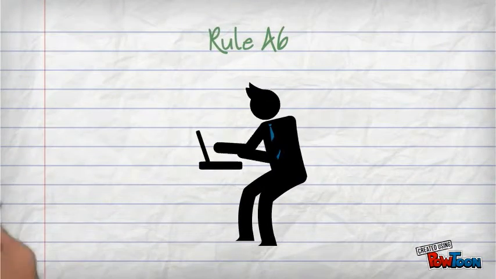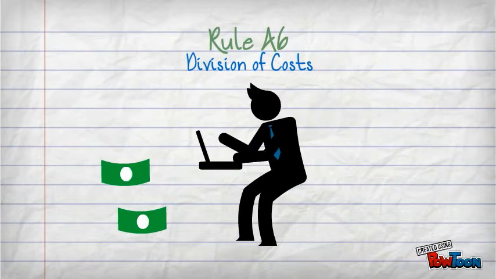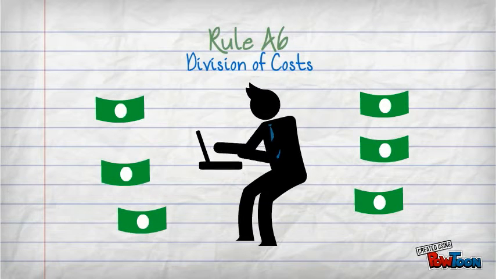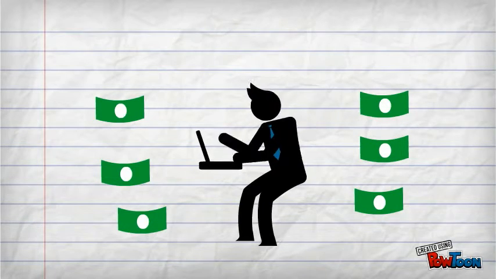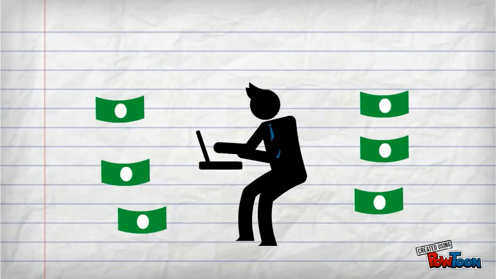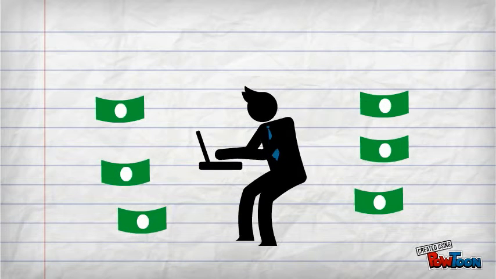Rule number 6. Division of costs. The seller must pay all costs related to the goods until they are on the ship. Also, the seller must pay all the costs of custom formalities necessary for the exportation, as well as duties, taxes, and other official charges payable upon exportation.